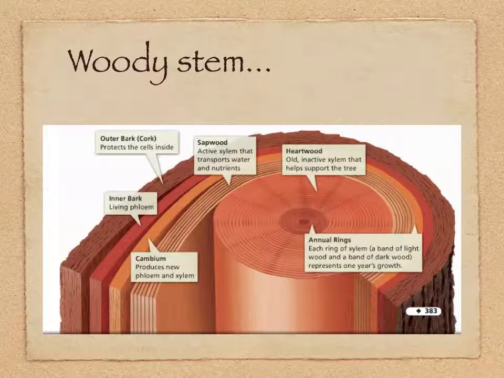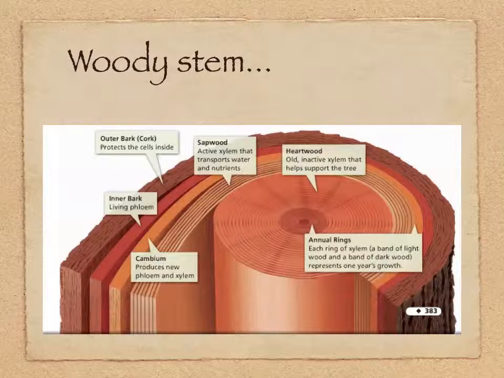Outside of that is the cambium that produces new phloem and xylem. It's kind of like the marrow of a bone that produces new blood cells. And the inner bark is the living phloem. Okay, so that outer ring there is where the phloem happens.